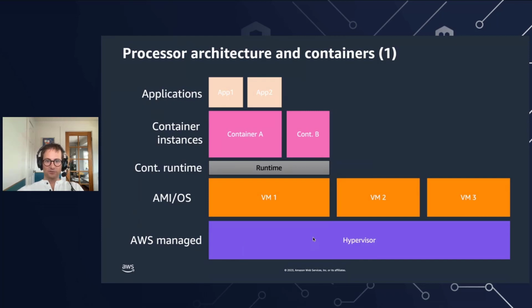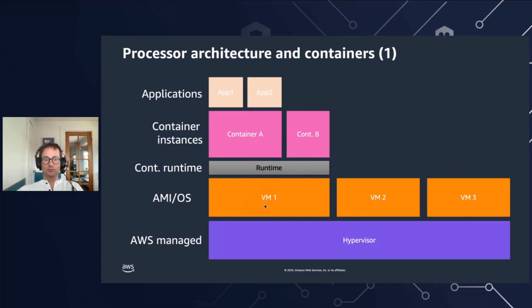The hypervisor itself is architecture specific. We have a version for Graviton-based instances. We have a version for x86. We share the same source code, but we generate a version for each of the architectures. The next layer is the VM layer.